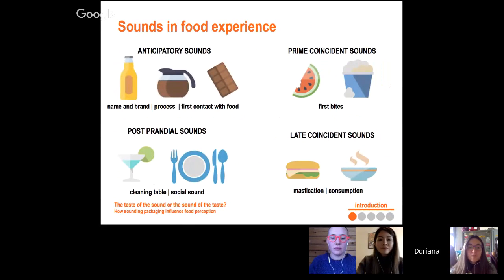During the food experience, different factors can influence our food perception. The sounds that we saw before can be cataloged in four different categories. We can have anticipatory sounds, for example the product name or the food processing sound. Then we can have prime coincident sounds, so the first bites, or late coincident sounds, for example the mastication sound or the flatware sounds, or postprandial sounds, for example the sounds produced clearing the table.